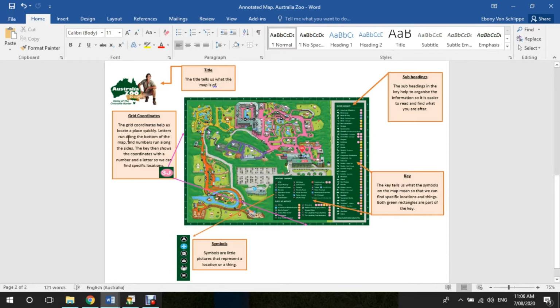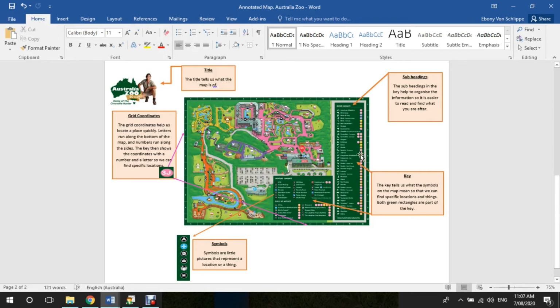And finally over here, some maps have grid coordinates. Now the grid coordinates help us to locate places far quicker than looking over the entire map, especially on a map like this one for Australia Zoo. It is huge and there's a lot of information there. So they help us pinpoint places on the map far faster. We have letters running along the bottom and the top of our map here, if you follow my mouse. And we have numbers running down both sides of the map. So then we can use these letters and numbers to pinpoint a specific location.